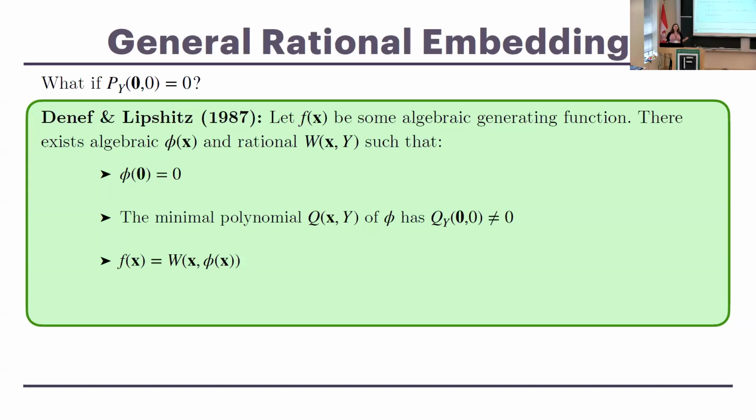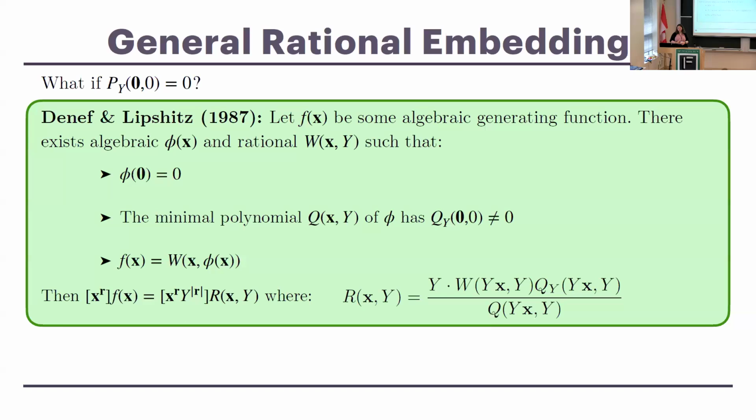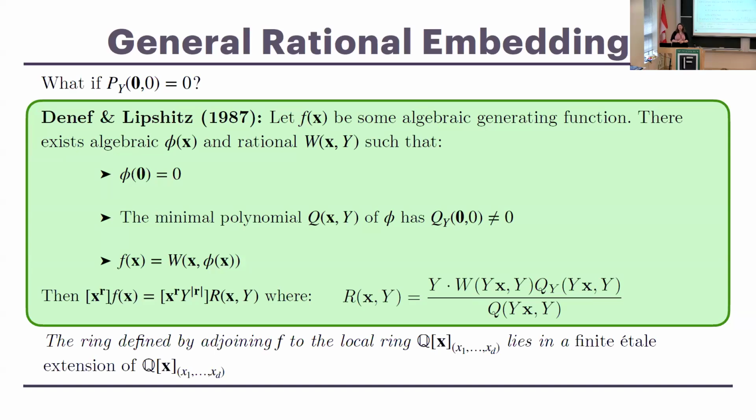the minimal polynomial of phi satisfies that constraint, and f of x is equal to w of x at phi of x. So essentially, phi of x is like our new f, q is like our new p, and it satisfies the conditions of this embedding. And then we can basically directly apply Furstenberg, with some modifications for the fact that we've changed our f. In particular, they did this using something called finite Étale extensions.